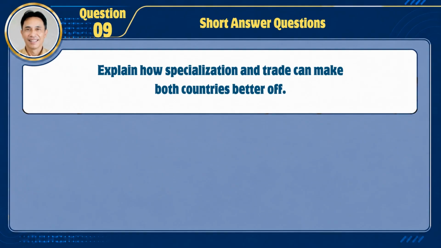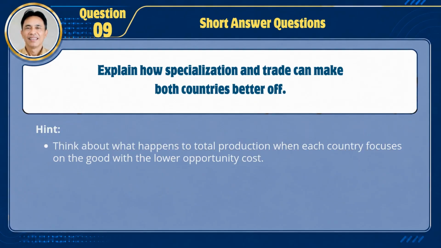Question number 9. Explain how specialization and trade can make both countries better off. And here is your hint. Think about what happens to total production when each country focuses on the good with the lower opportunity cost.